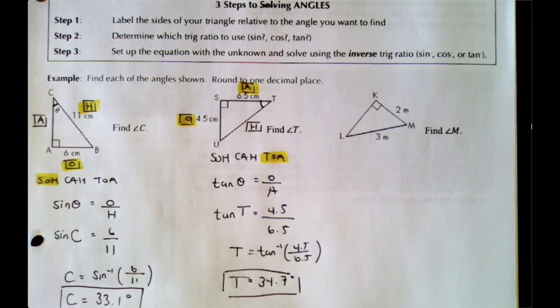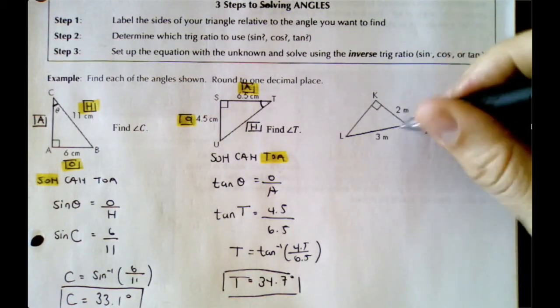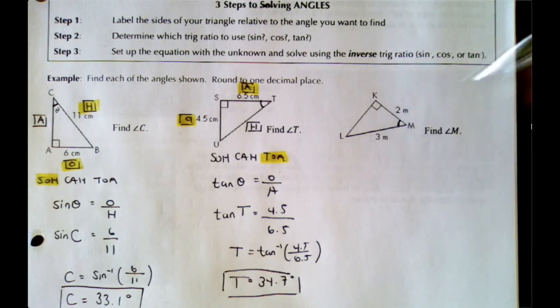So what I'm going to do is leave you with the last example, find angle M. Try following the steps, label the triangle from M, figure out whether it's sine, cos, or tan. We've already used sine and tan, so you can probably guess what the last one is, and solve for your angle using your inverse.